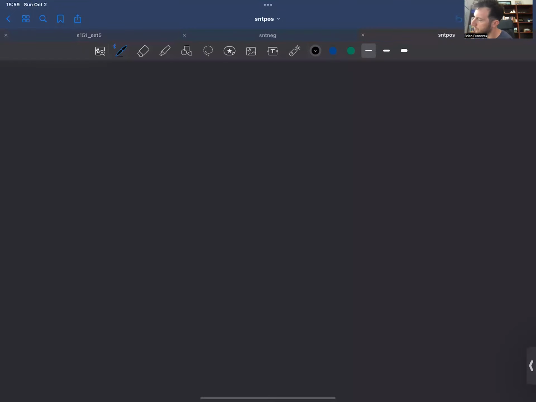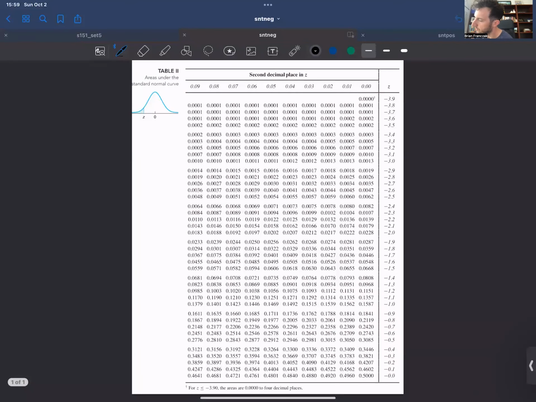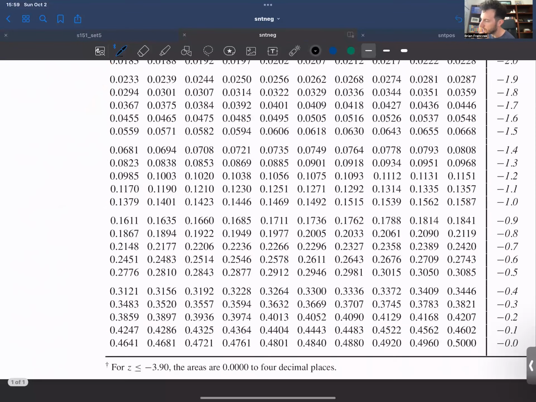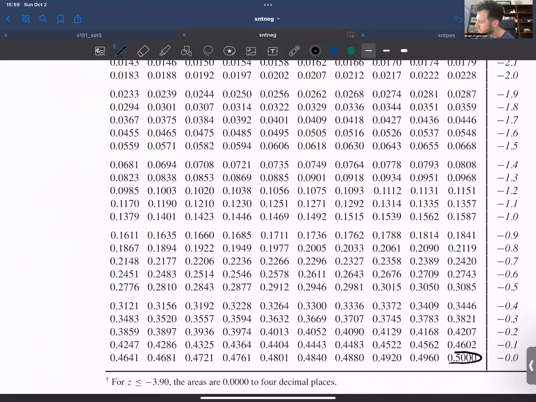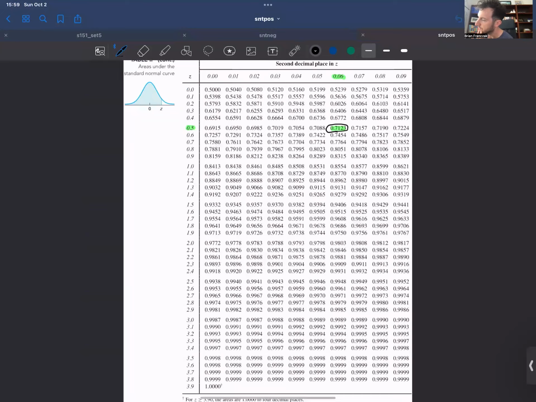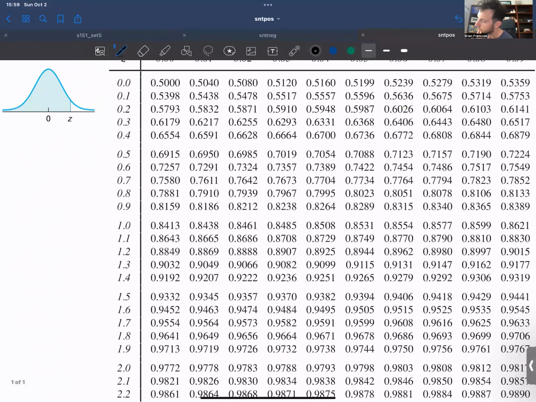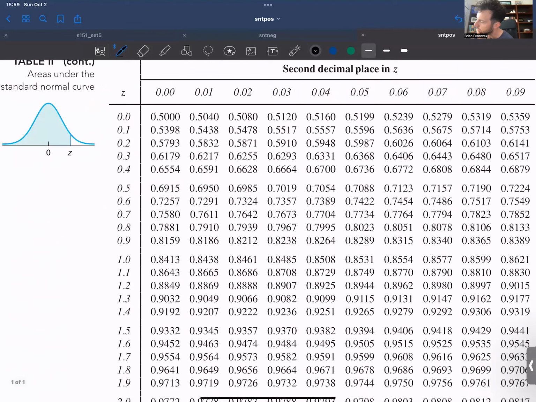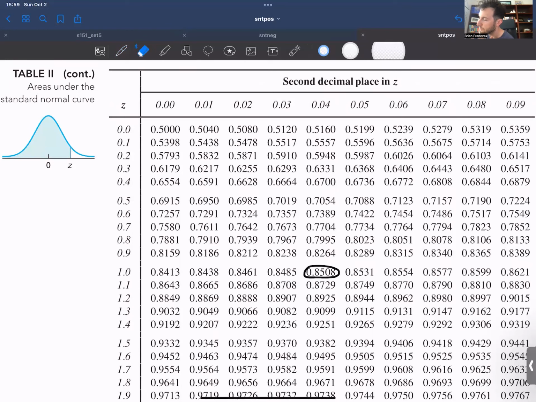Right, so we go to our standard normal table. If we start on the negative side, you can see that this gives us area up to 0.5. So the maximum area here is 0.5. So we have to go to the positive side to keep looking for the value. Okay, so as we scroll through the positive side, we're looking for 0.85, which we can see there are two options, 0.8485 and 0.8508. Since 0.8508 is closer to the value than 0.8485, we'll just take that value.